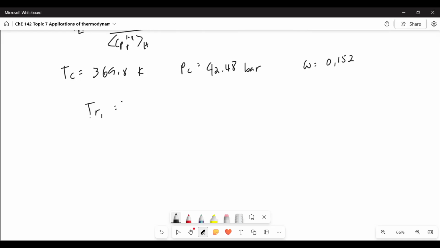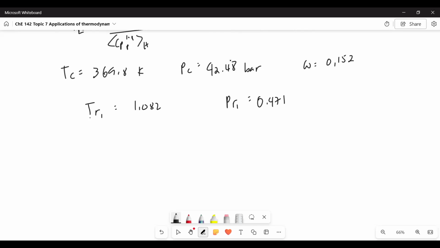So you calculate the reduced temperature and pressure at state 1. TR1 is 400 over 369.8, which gives you 1.082. And PR1 is 20 divided by 42.48, that is 0.471. Now, one of the easiest calculations is using the generalized correlation based on the second virial coefficient.